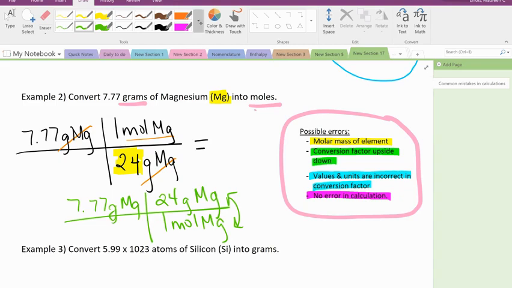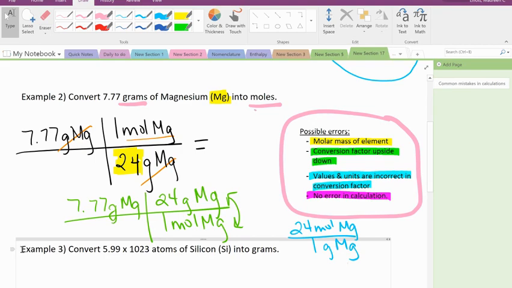Another common mistake that is made is that the units and values aren't in the right location. Here's what I mean by that. You need to always put the number 1 in front of moles. But in this case, if I made a mistake, maybe I said something like there are 24 moles of magnesium over 1 gram of magnesium. That's not correct because 1 has to go with moles and 24 has to go with grams. So that would be a mistake there where the values and units were incorrectly connected to each other. Or it's possible that they're just all completely accurate as well.